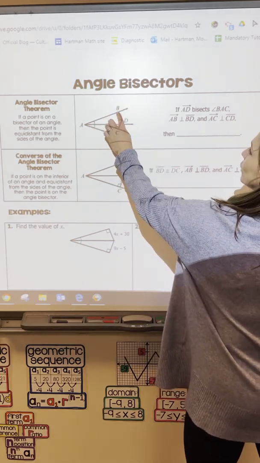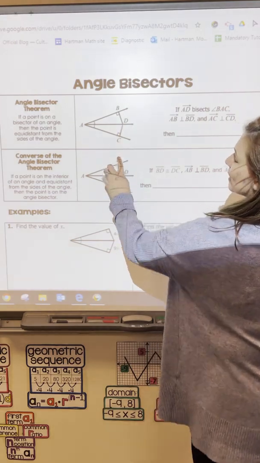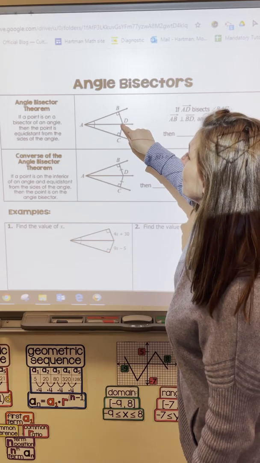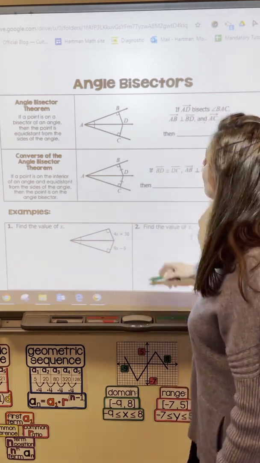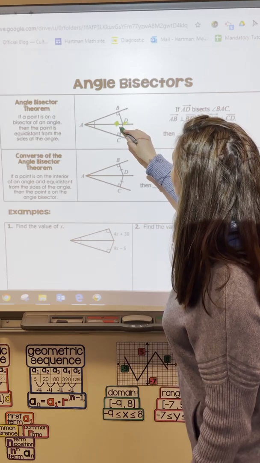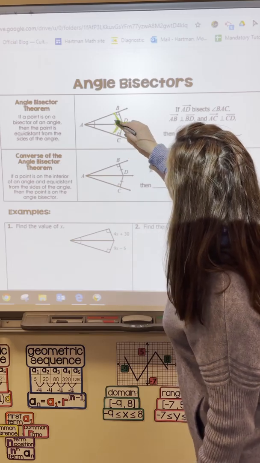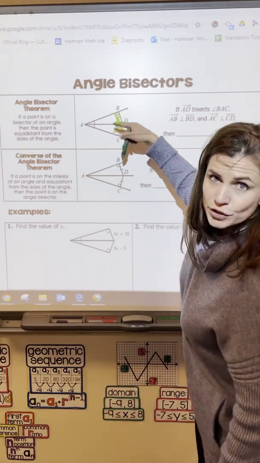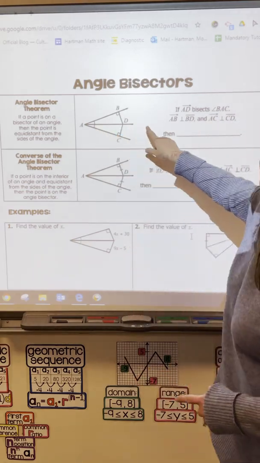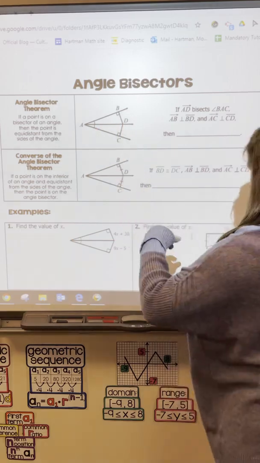AB is perpendicular to BD and AC is perpendicular to CD. So if a point is on an angle bisector of an angle, then the point is equidistant. So any point on here, if you make a point, and here they did D, but if you drew that point in a perpendicular line, it makes these guys equal to each other. That's what that means.